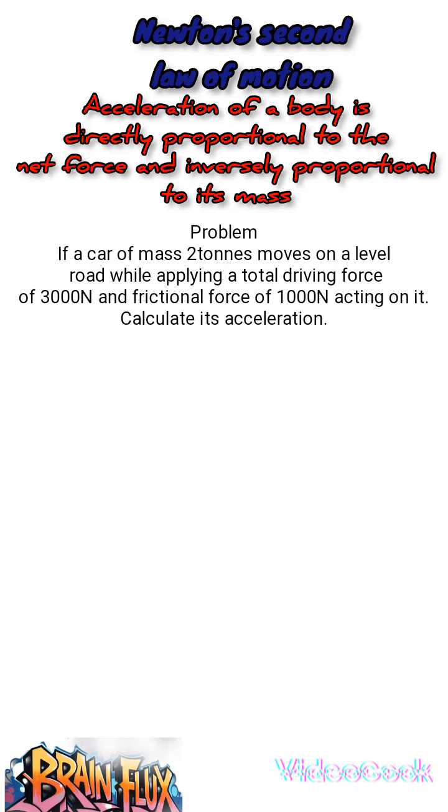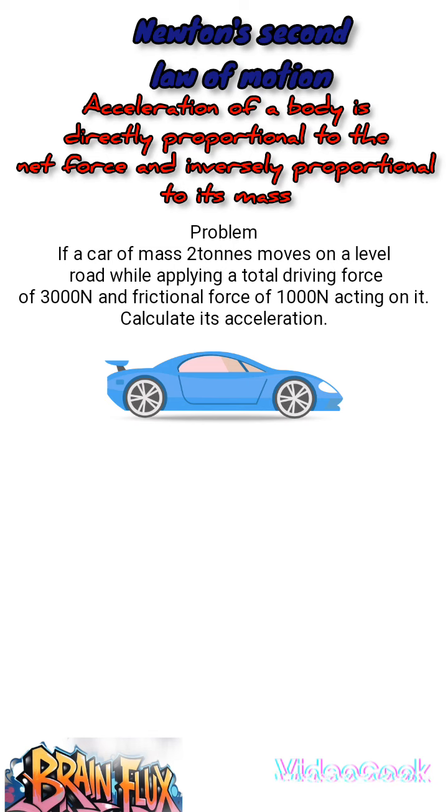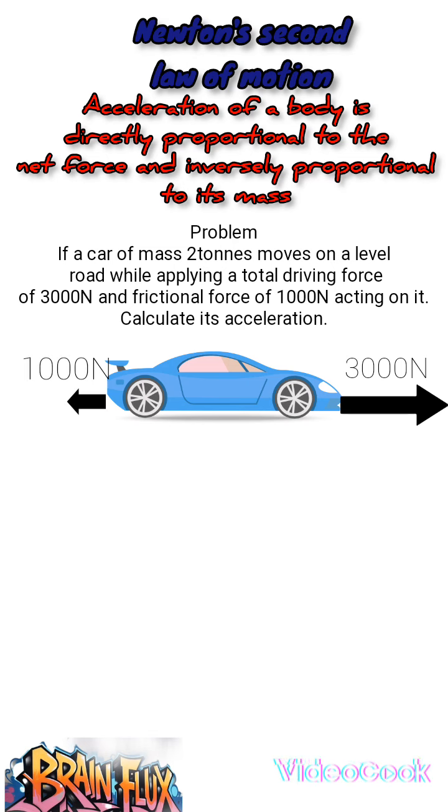Here's a problem. If a car of mass 2 tons moves on a level road while applying a total driving force of 3,000 newtons, and a frictional force of 1,000 newtons is applied on the car, calculate its acceleration. First of all, let's write down the equation a equals F over m. Now let us find the net force in the first place.